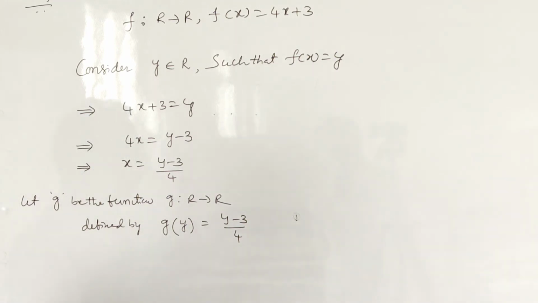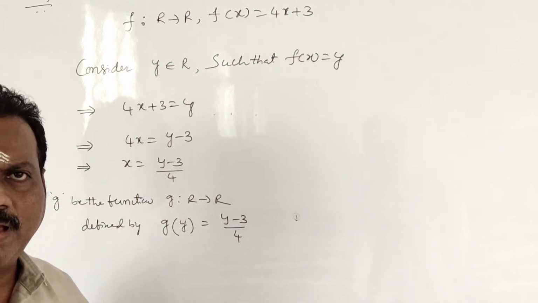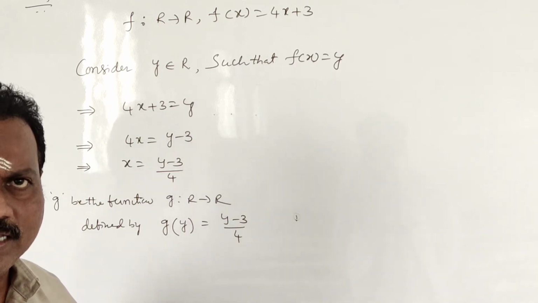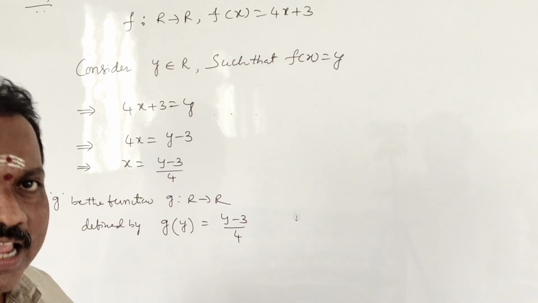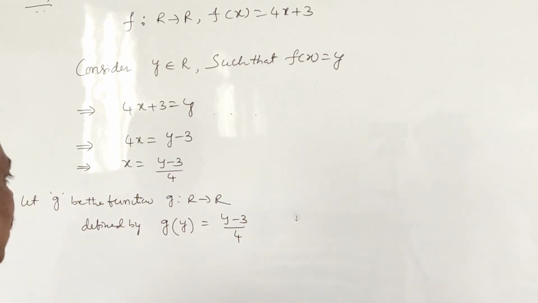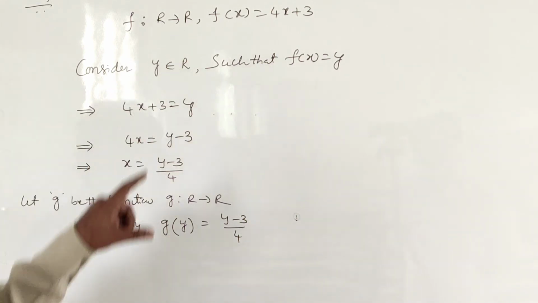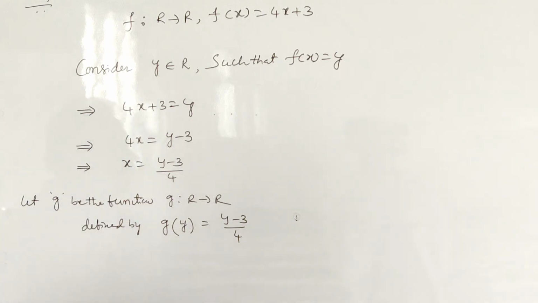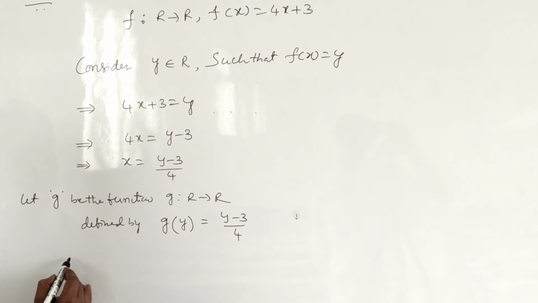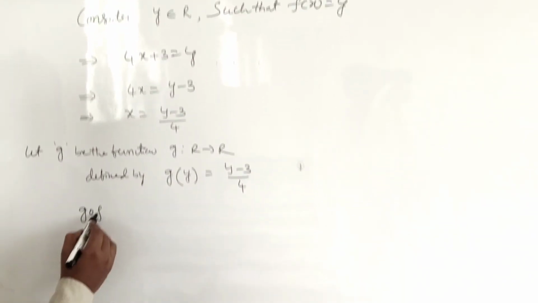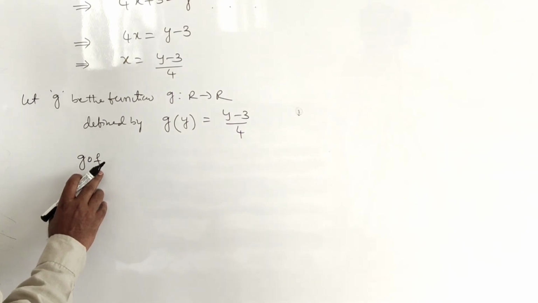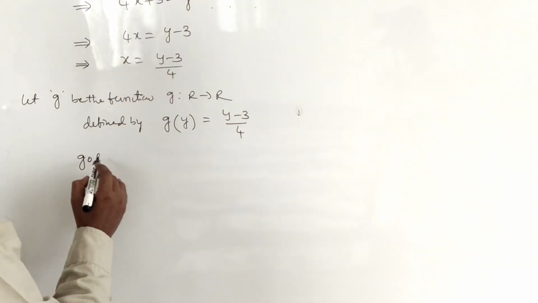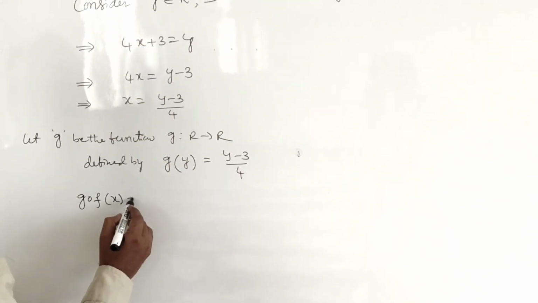Definition you can recall. f is a function mapping from x to y. There exists another function g mapping from y to x such that f circle g and g circle f, these two composite functions, we have to calculate. That may be g circle f or f circle g. Now I am calculating g circle f. In g circle f, what is the first function here? f. f is in terms of x, that's why you are going to take x.